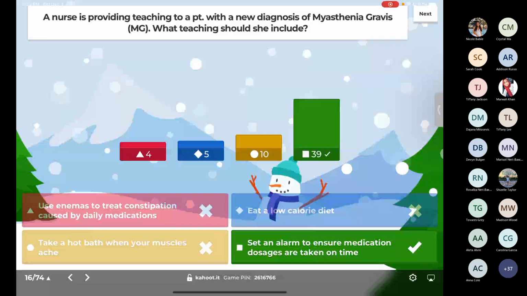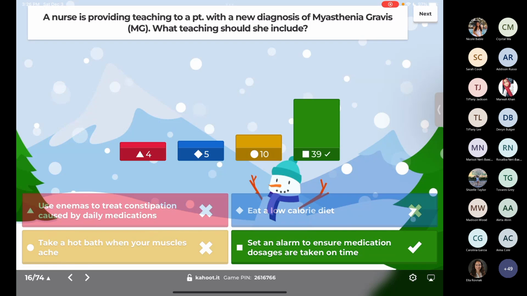Good job, guys. So really with myasthenia gravis, our focus is going to be to prevent our myasthenic crisis. So what causes our crises? Autonomic instability, that's under medication. So really making sure that these patients take their meds. Additionally, hot baths can be triggers for them to go into an episode. So we want to avoid harsh temperature changes.